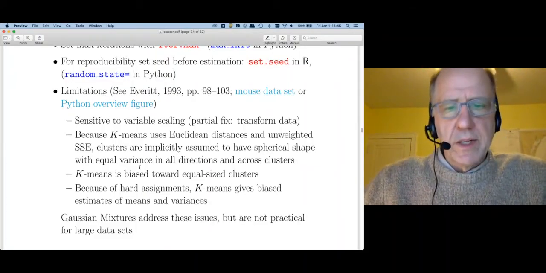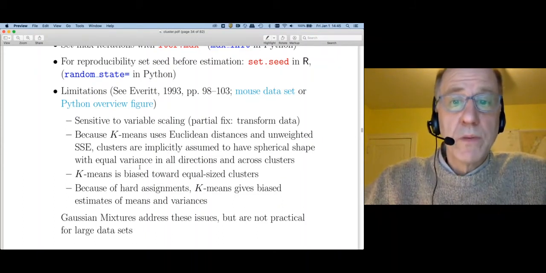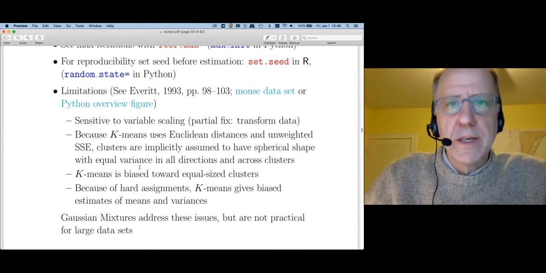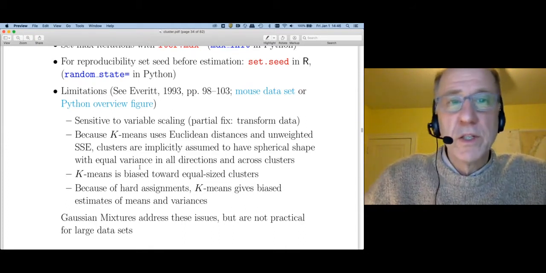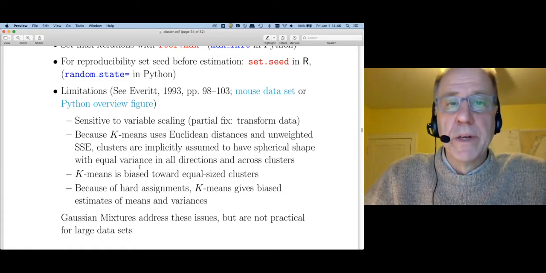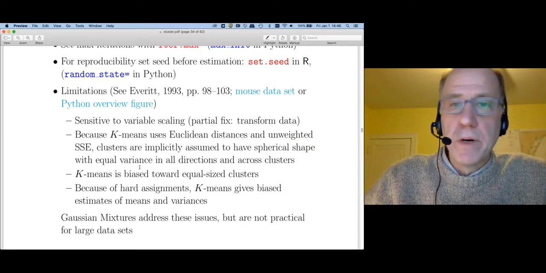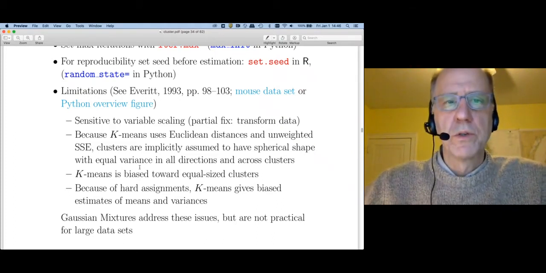What we're going to see is that Gaussian mixtures will address most of these issues, but it's not going to be practical to use on large data sets. There are also a lot more modeling decisions that are going to have to be made. So do you want a simple method that you can run on very big data sets, or do you want a fancier method with more parameters to adjust and a lot more complexity in finding the solution, but is capable of avoiding these biases?